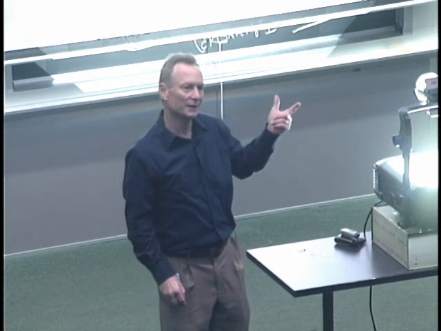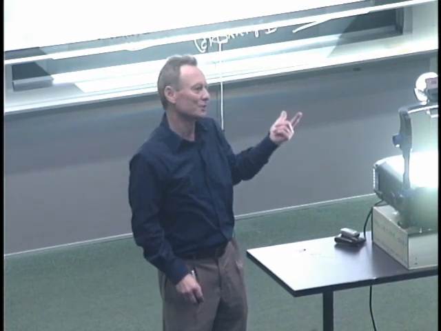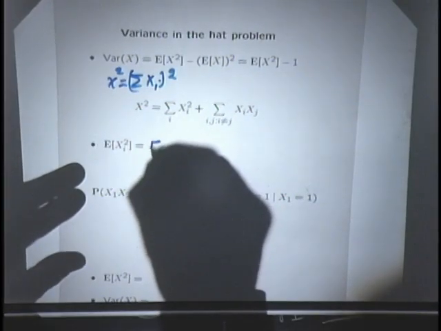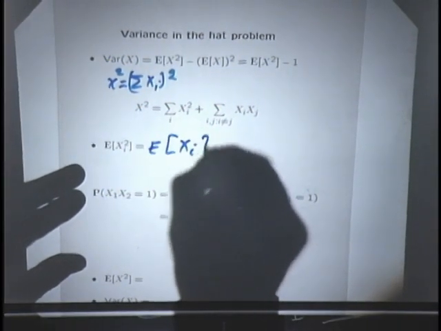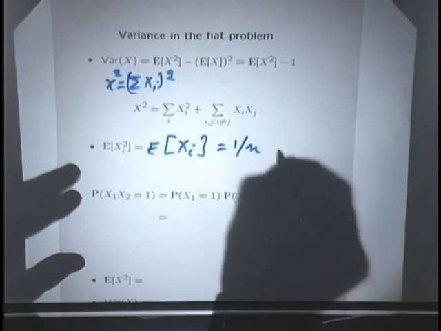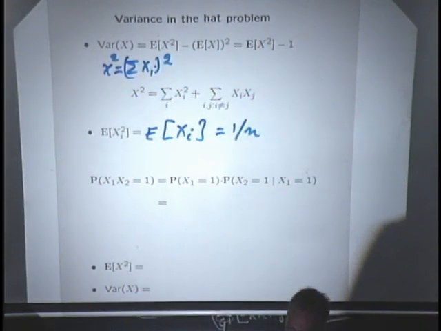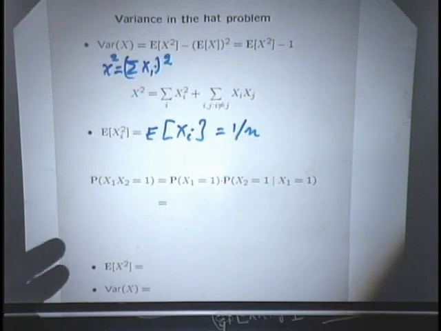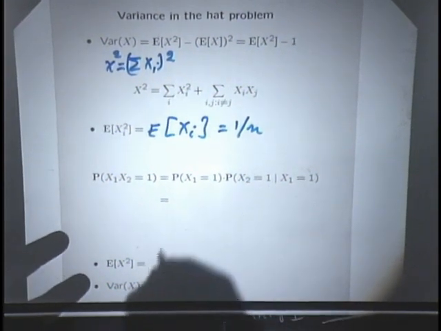Same trick as before. Xi takes value 0 or 1. So xi squared takes just the same values, 0 or 1. So that's the easy one. That's the same as the expected value of xi, which we already know to be 1 over n. OK. So this gives us a first contribution down here.